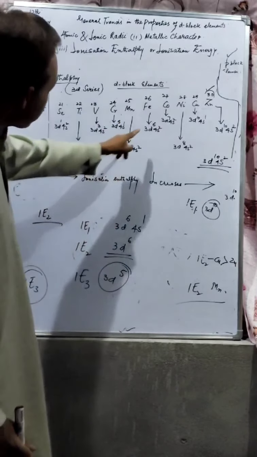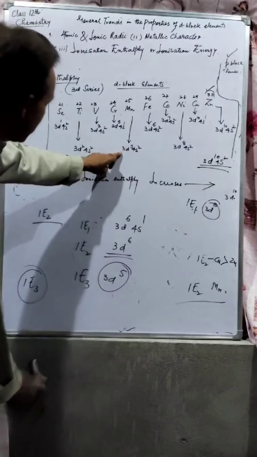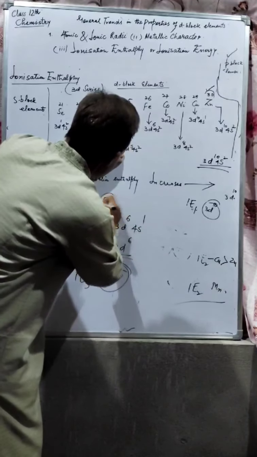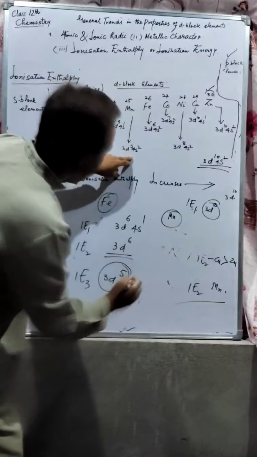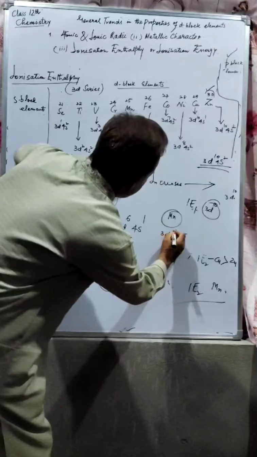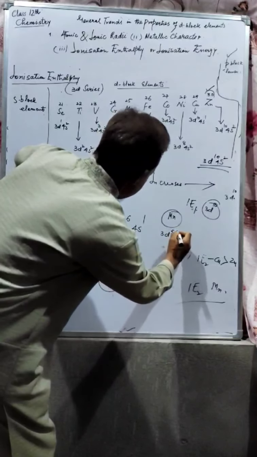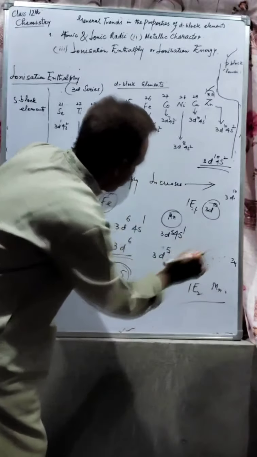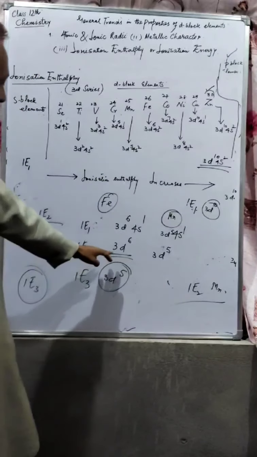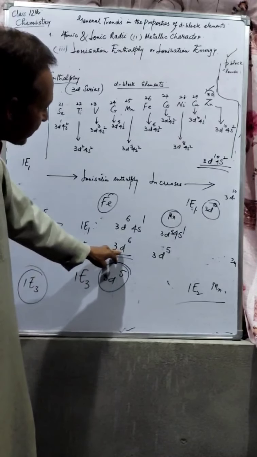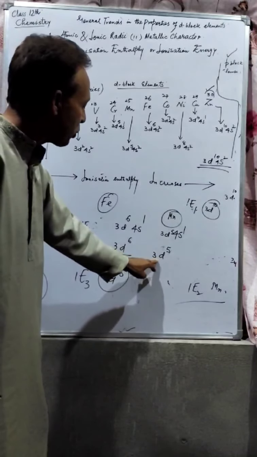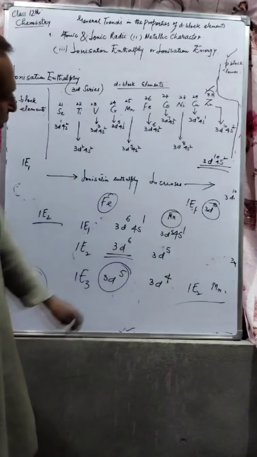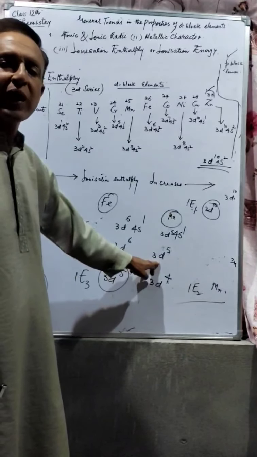In contrast, if we take manganese, this is iron and this is manganese. Now the electronic configuration of manganese in I first will be 3d5 4s1. In I second it will be 3d5, and 4s will not remain. Now for I3 we have to remove the electron from 3d6 in iron, and here we have to remove the electron from 3d5 to become 3d4. Now which of these two is the stable configuration? 3d5 is the more stable electronic configuration.